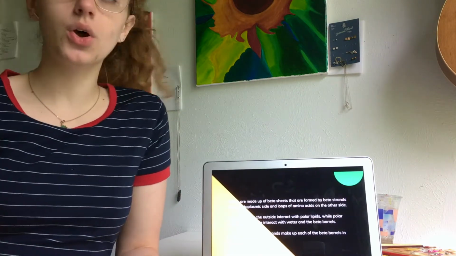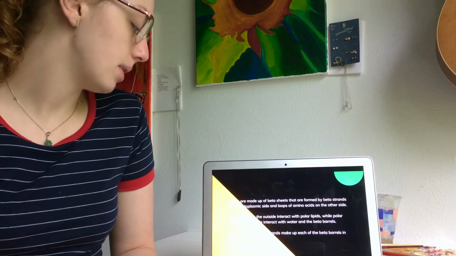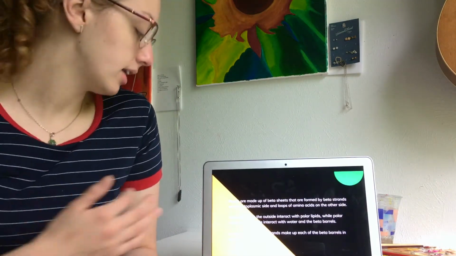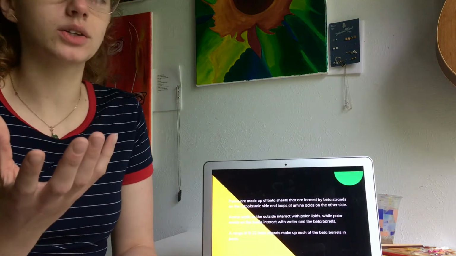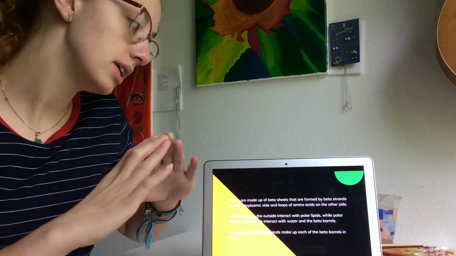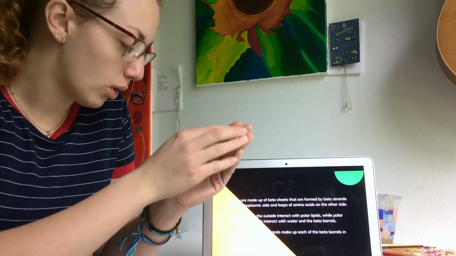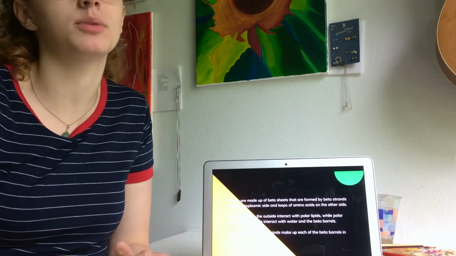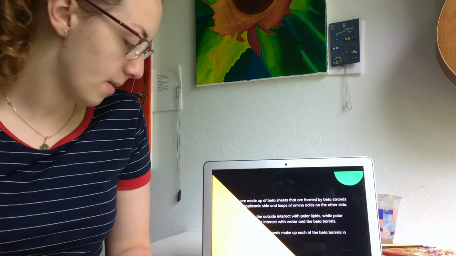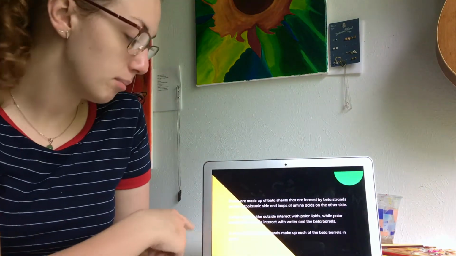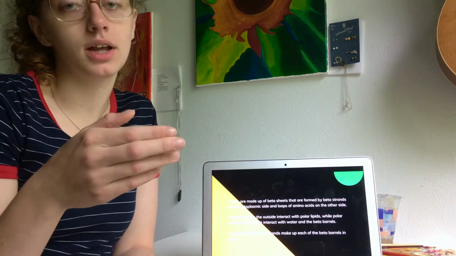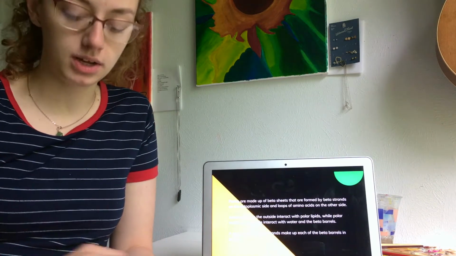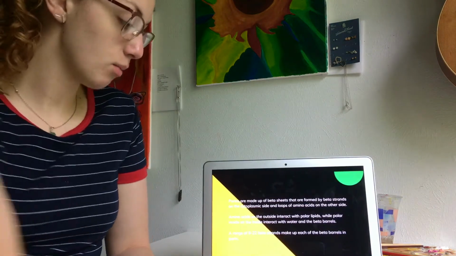Okay. So we know that porins are made up of beta sheets. They're formed by beta strands on the cytoplasmic side and loops of amino acids on the other side. We also know that amino acids on the outside are interacting with nonpolar lipids, but on the inside there are polar residues, and they interact so that the beta barrels are able to be aqueous in the middle, which makes sense because that's where the transportation's happening. And there's a range of about 8 to 22 beta strands that make up each of the beta barrels in porins. I thought that's interesting. That's such a big range from 8 to 22. But yeah. Okay, moving on.